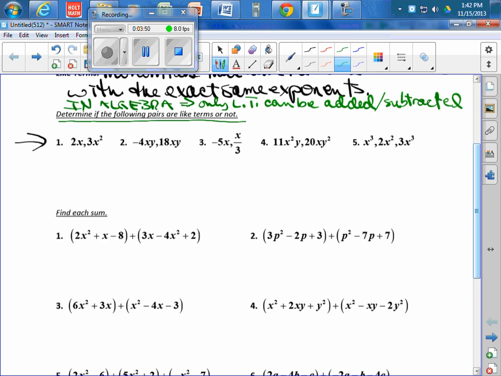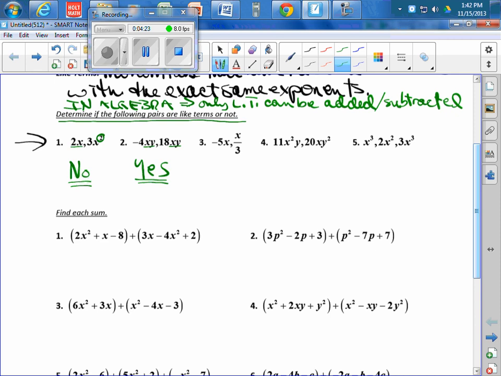In number 1, are these like terms? Well, here we have, in the first one, we only have x. In the second, we have x squared. So no, these are not like terms. We would not be able to add those together. In number 2, we have negative 4xy and 18xy. Because we have xy here and xy here, these are like terms, so yes, we would be able to add those together. And to do that, you just take negative 4 plus 18 and get 14xy if we were adding them together.